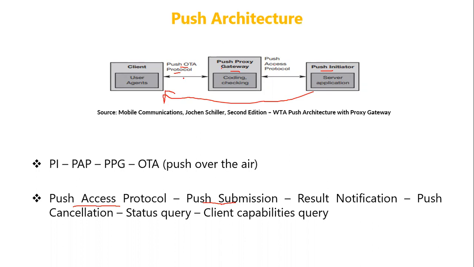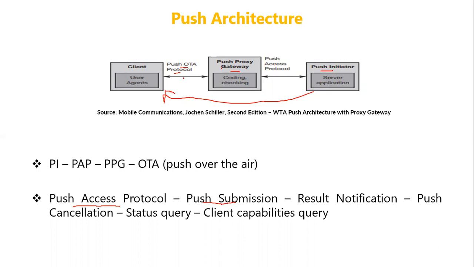Then push cancellation. A PI can try to cancel a push request before delivery to a client. Sometimes after sending a push, the PA may want to cancel it. That can be done by push cancellation. The result from the PPG indicates whether the cancellation was successful or not. So this is called push cancellation.